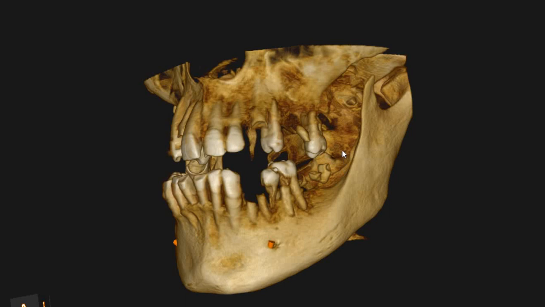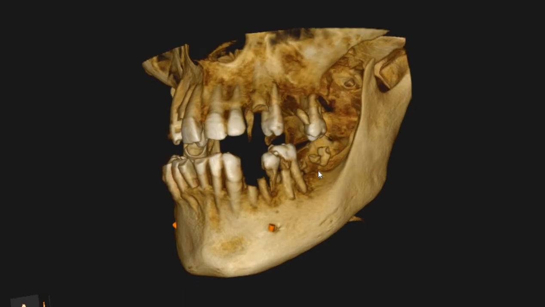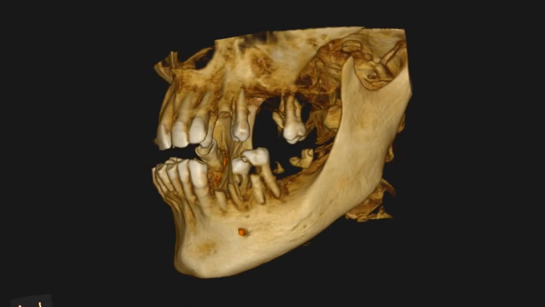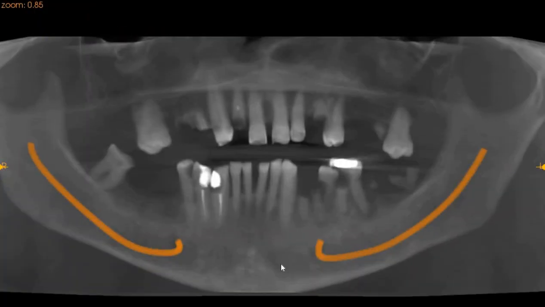This is the CBCT of the patient that you had requested. The area of interest is the lower left quadrant. The lower left quadrant on the panoramic view shows us BTRs and grossly carious teeth. Now we're going to take you to each and every tooth.